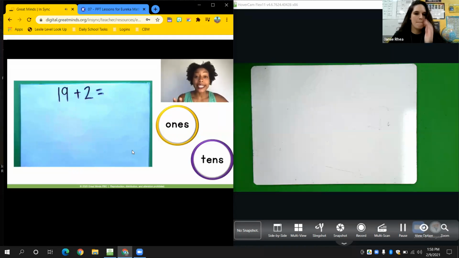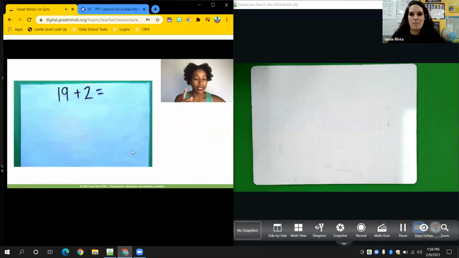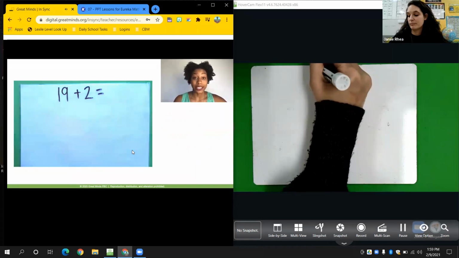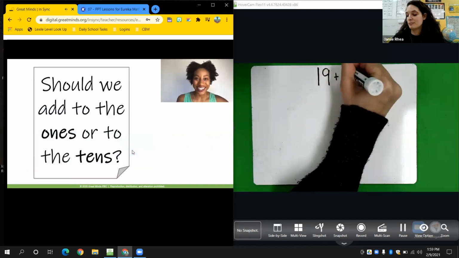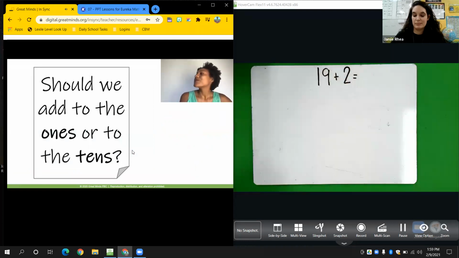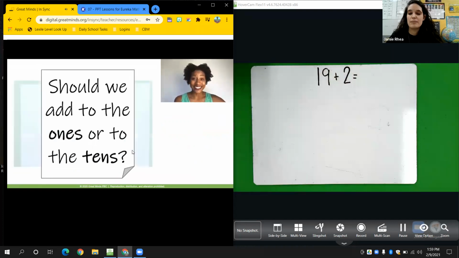Yes, we're adding 2 ones. Did you know that really good mathematicians remember what they learned and use it? Let's think back and remember that question we ask ourselves when we're adding 2-digit numbers. Oh, I remember that anchor chart. Right, we ask ourselves, should we add to the ones or to the tens?